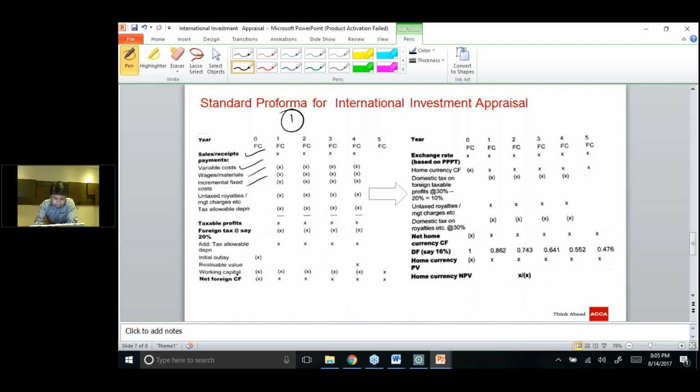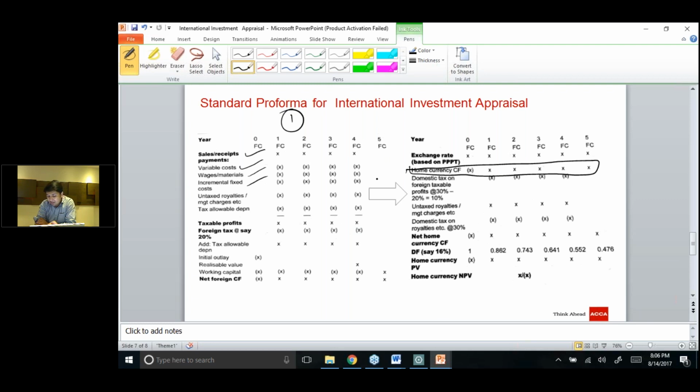Initial outlay, then at the end year realizable value, then take the working capital change, then take its total, that will be equal to net foreign cash flows. Then all the net foreign cash flows will be converted into the home currency using the exchange rate that will be based on purchasing power parity theory. Convert all the foreign cash flows at the exchange rate into the home currency.